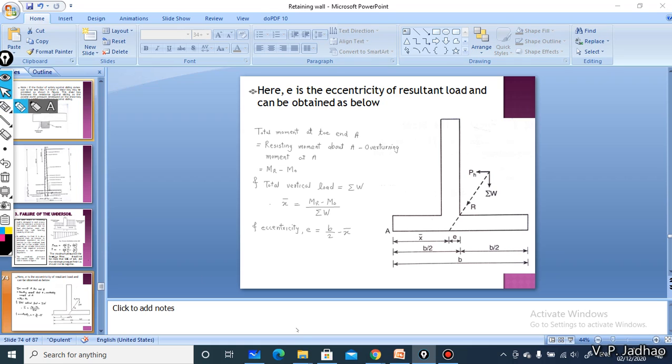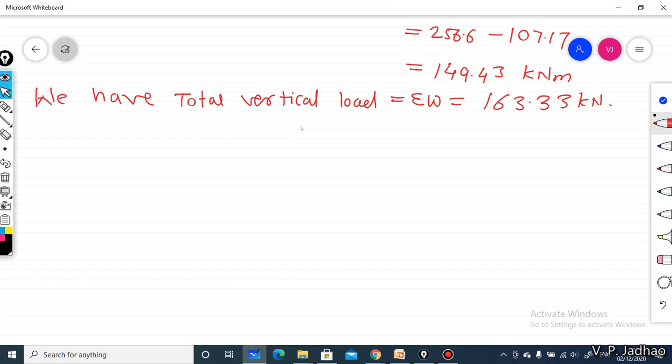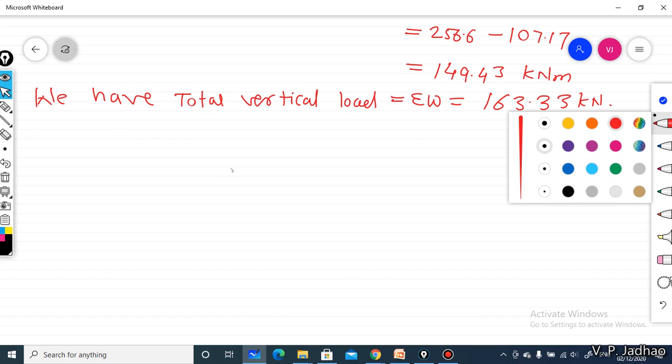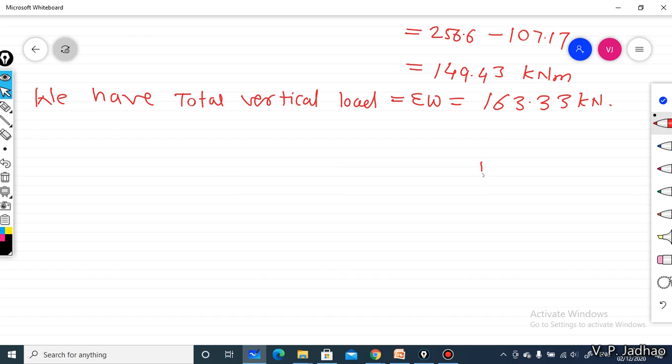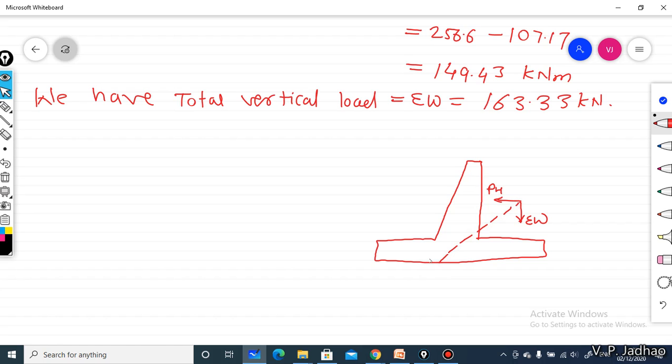Okay, so we have this x bar. Just a minute, I will draw the retaining wall again. This is our retaining wall, this is the base slab. This is our pH force, and this is our summation of W. The resultant will be acting somewhere here. Let us consider it is acting somewhere here. This is our resultant force.